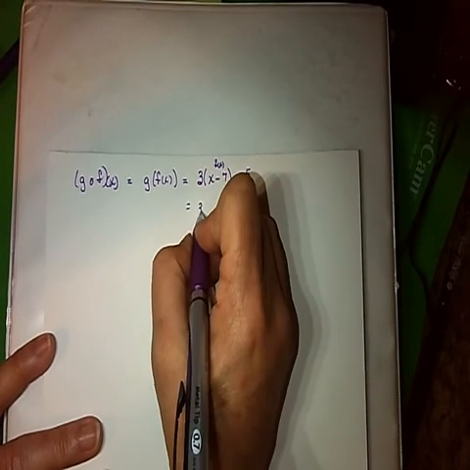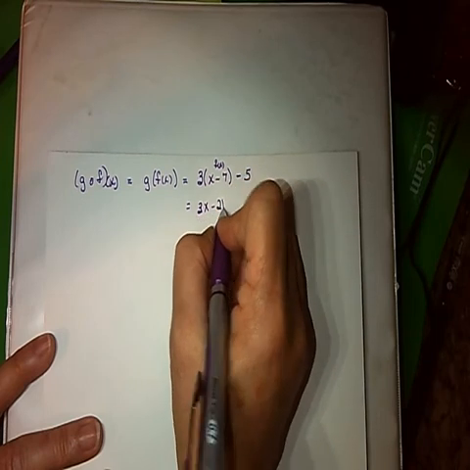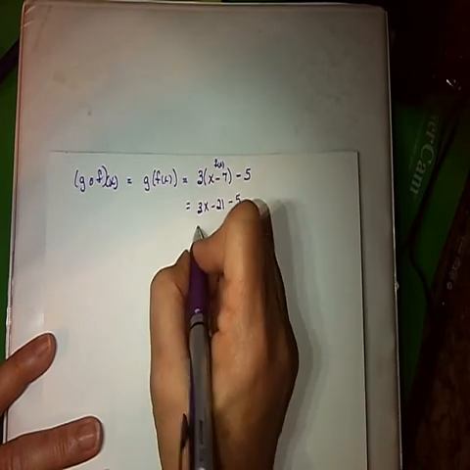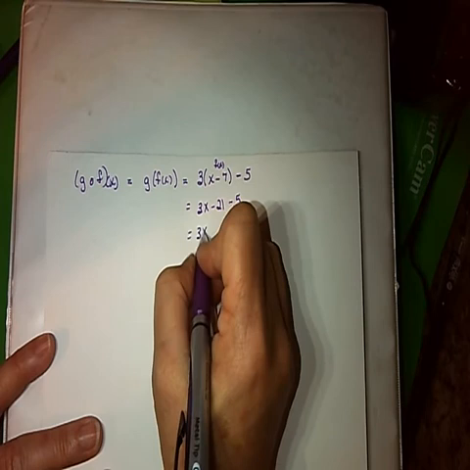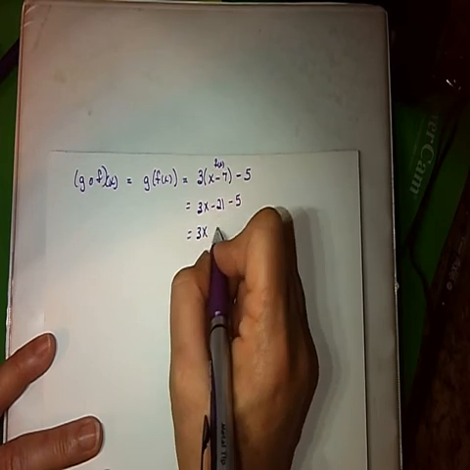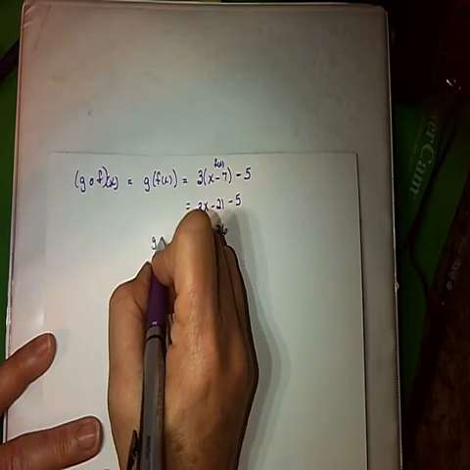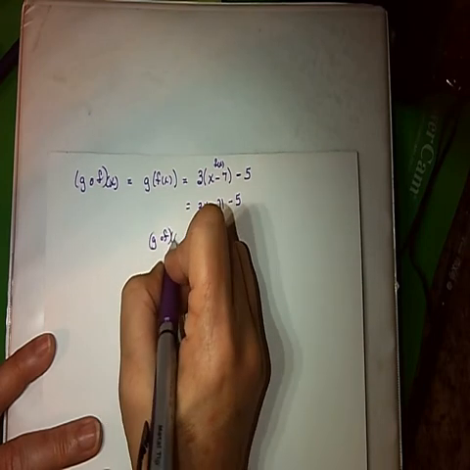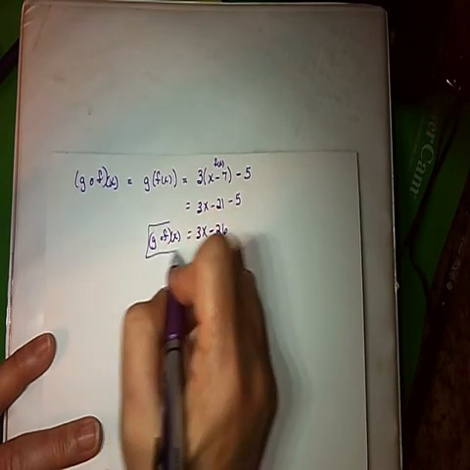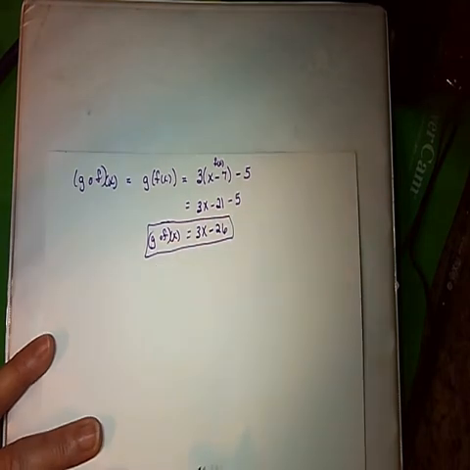Distribute the 3, I get 3x minus 21 minus 5. Combine my like terms, minus 21 minus 5 is minus 26. So my g of f of x is 3x minus 26.